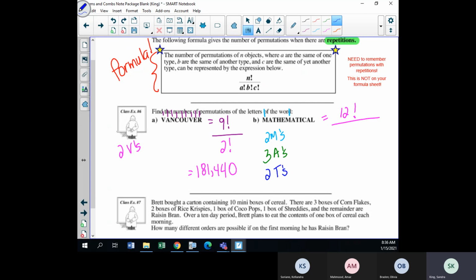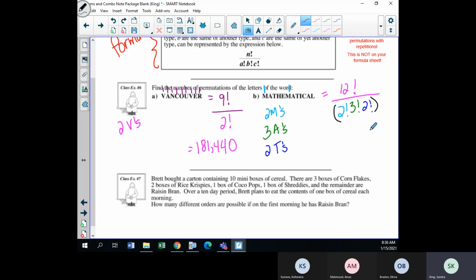Okay, so let's account for the repeats in the denominator. There's 2 M's, so 2 factorial. There's 3 A's, so 3 factorial. And there's 2 T's, 2 factorial. Put that in a bracket. We've got an operation happening down here, right? So it's 2 factorial times 3 factorial times 2 factorial. Make sure that's in a bracket on your calculator. Then you're going to get a really big number in the millions. And double check or confirm my answer. But I get that there would be 19,958,400 different permutations that can be made with the word mathematical.